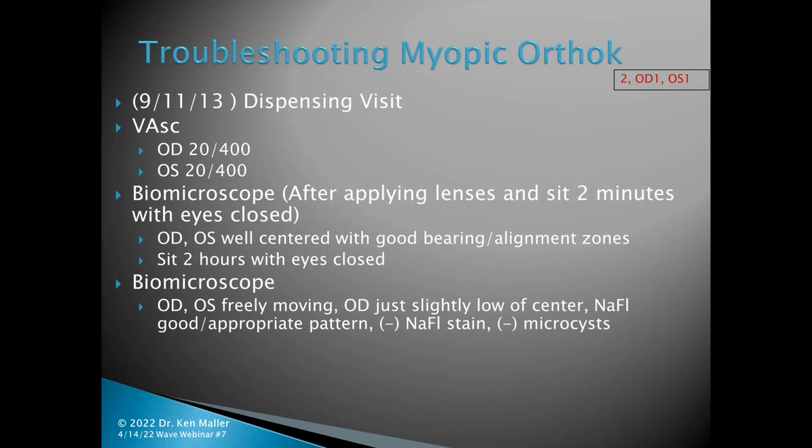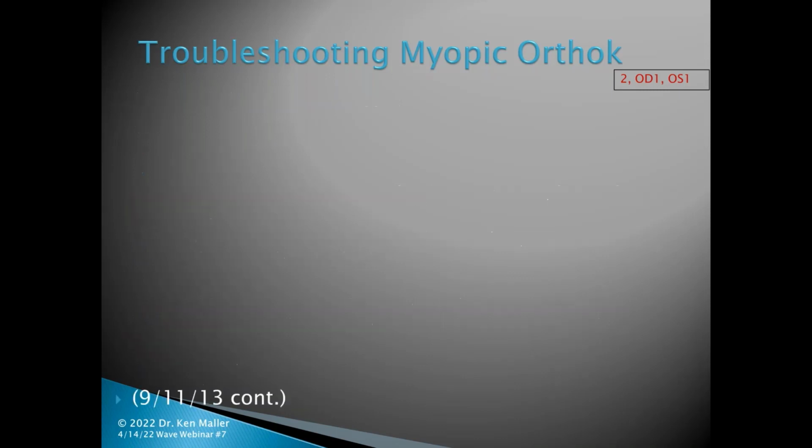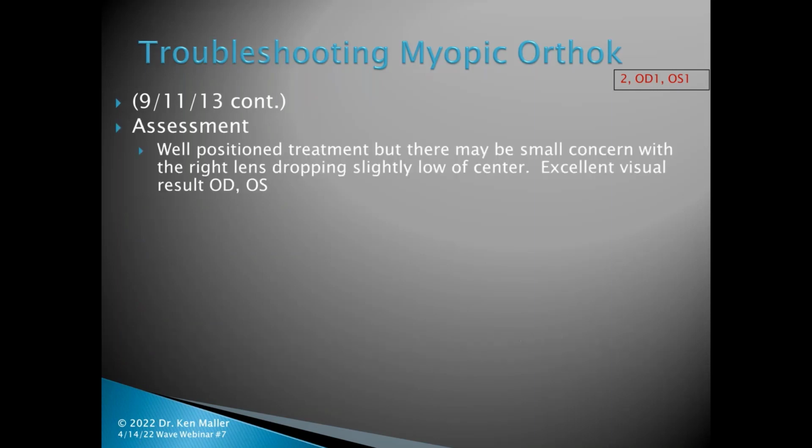The right and left were freely moving. The right just slightly low of center. The fluorescein pattern looked good. There was no staining and there were no microcysts. I removed the lenses, and his uncorrected acuity was already at 20/20 minus after just the 2 hours of treatment. My assessment was that the treatment was well positioned, but there might be a little concern with that right lens dropping slightly low of center. Excellent visual result, OD and OS.